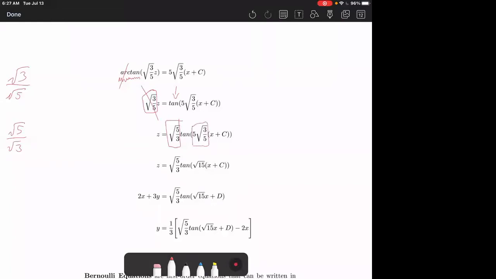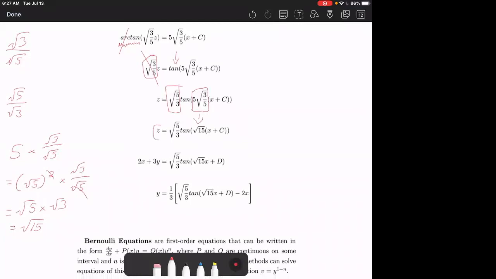5 times root 3 over 5 can simplify, and we'll explain that. 5 times root 3 over 5. Remember, that's root 3 over root 5. But also note that 5 is equal to the square root of 5 squared. So we can cancel out that root 5 in the denominator with one of these root 5s in the numerator. And we're left with root 5 times root 3, which is just equal to the square root of 15. So that's how we perform this simplification.